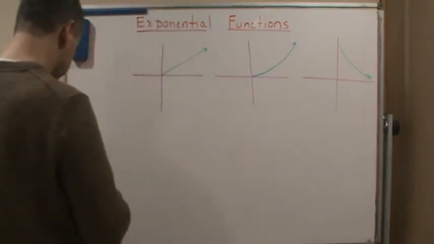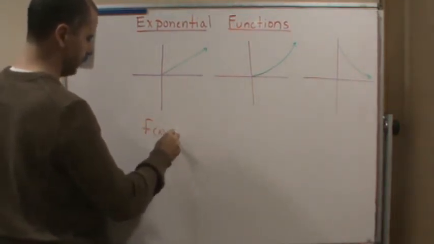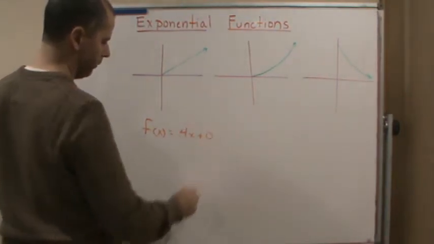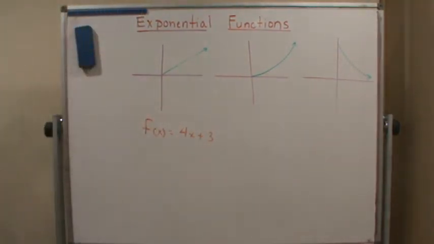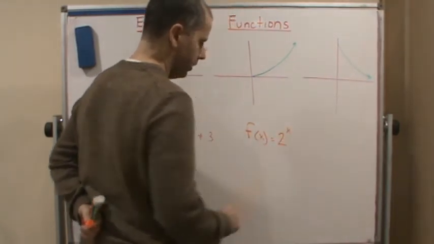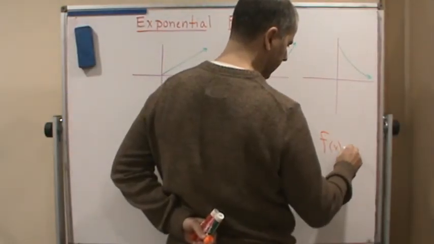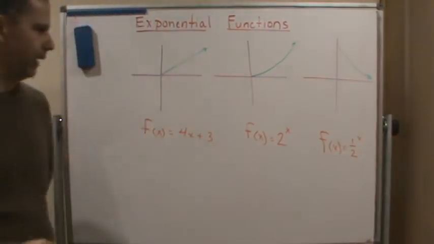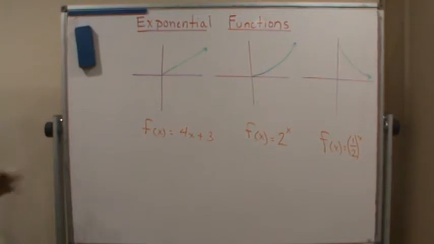So, for example, we might have something like this: f(x) = 4x + 0, or f(x) = 4x + 3. But I could also represent a function as f(x) = 2^x. Or I can have f(x) = (1/2)^x, where this would all be in parentheses. I put in parentheses just to make it clear.